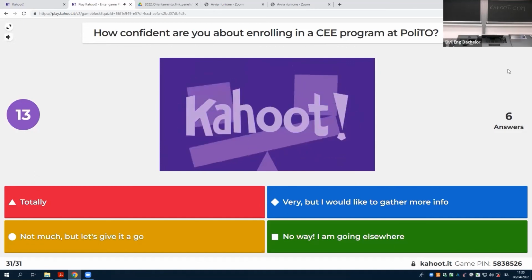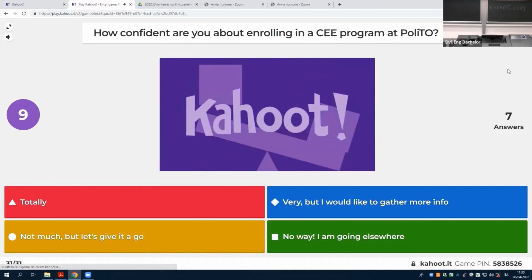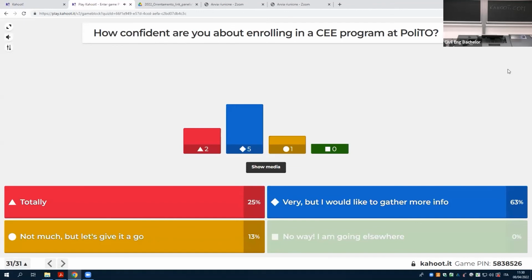Let's see. I thought this is a big improvement. We had a majority earlier on about not much, but let's give it a go. So now we have a majority about very, but I would like to gather more info. So this is a success.